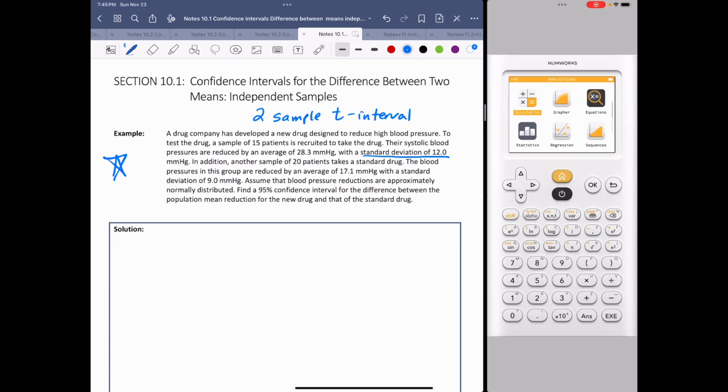Now, here's what I want you to do. When you check your conditions, the first thing is SRS, and you just say both groups.